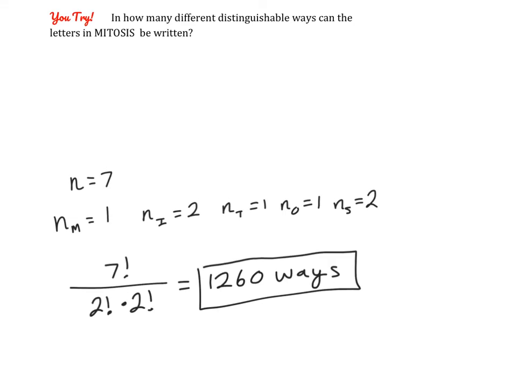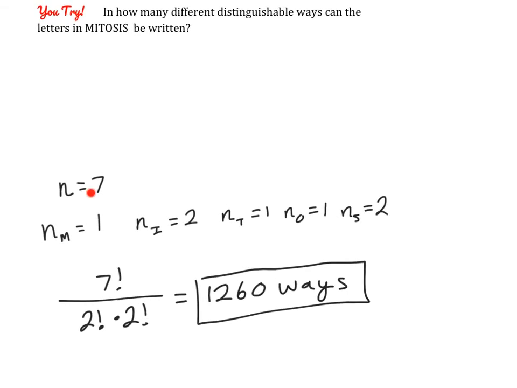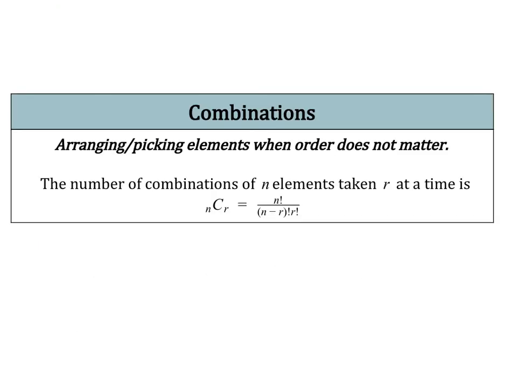All right, go ahead and check your work. Here's the total elements, here's the number of each type of element, and I just plugged it into my formula. Here I did leave out the 1 factorials, and you should get 260.